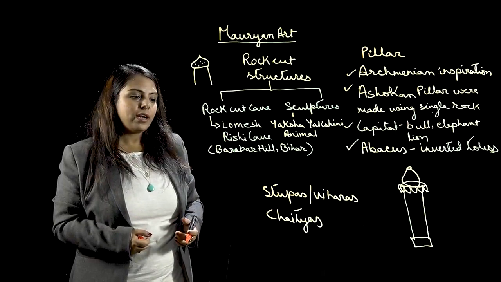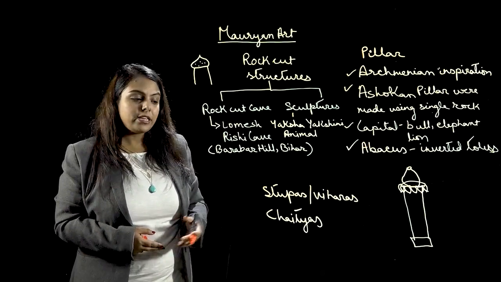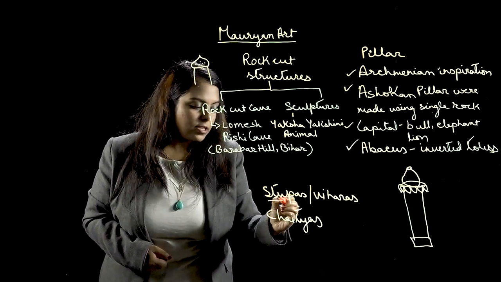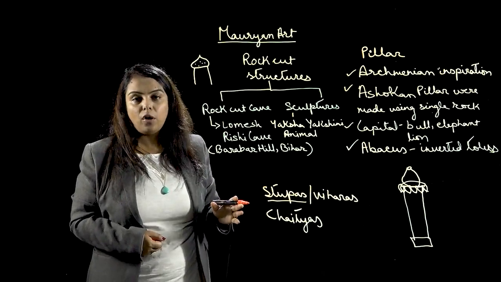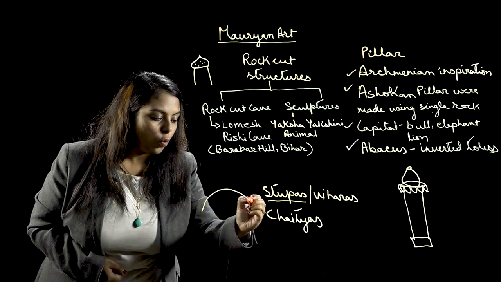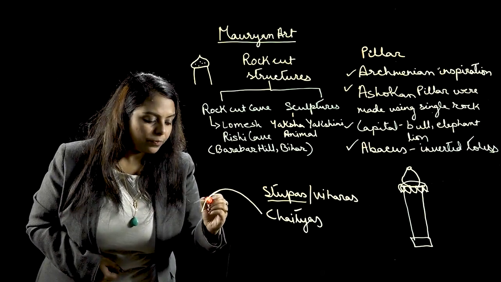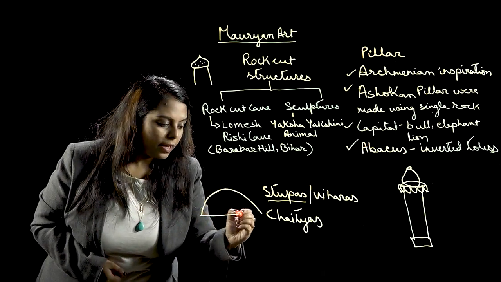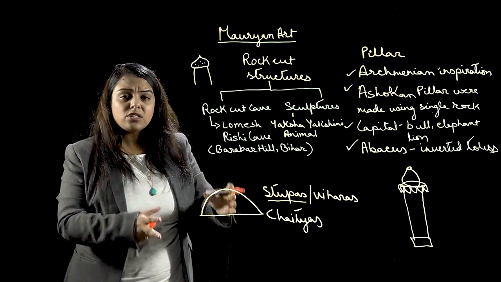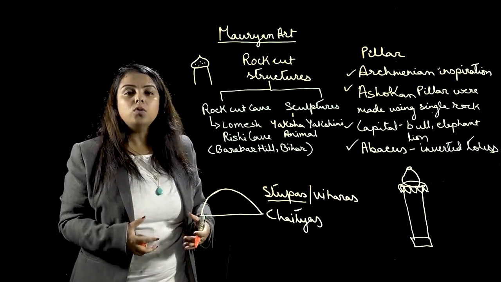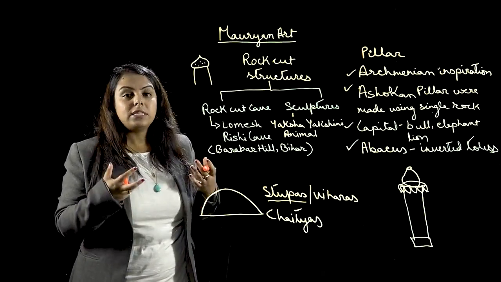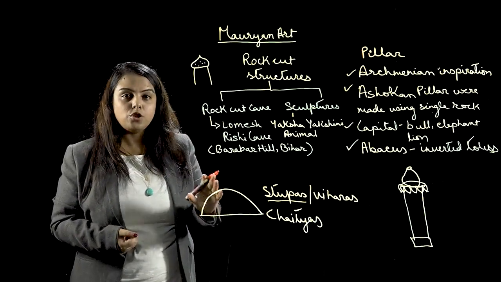Now, the next important art form that we find in the Mauryan age are the stupas, viharas and chaityas. Now, let us understand what stupas are. Sanchi stupa is one of the famous examples of a stupa. Stupas are basically a building or a monument which looks like a hemispherical dome, and these stupas house relics associated with Lord Buddha or some important Buddhist text.